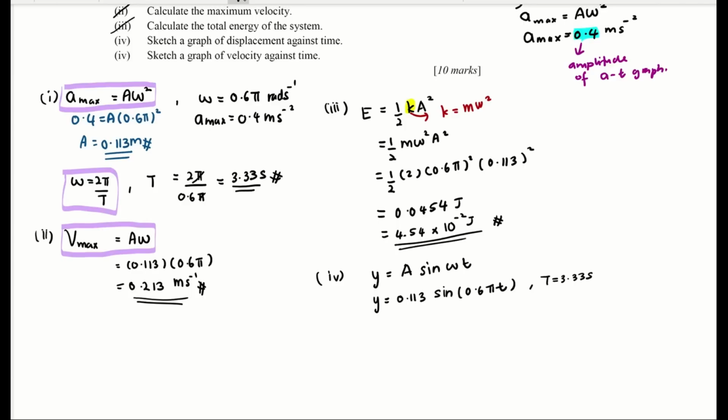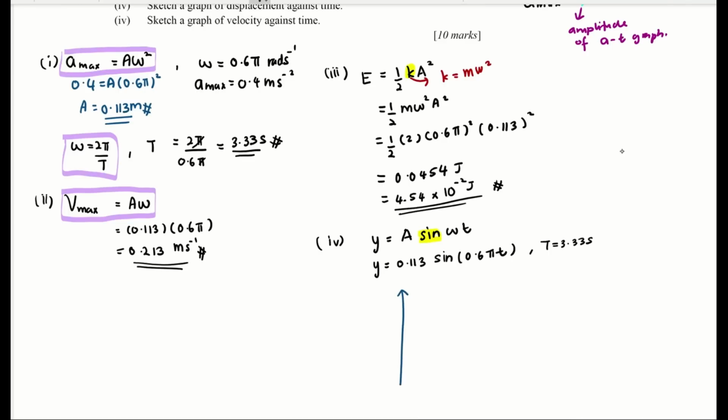So untuk graph displacement against time, dia adalah sine graph. Jadi bila kita sketch sine graph, so this is Y, in meter. And then T, make sure you lukis guna pembaris lah. Okay, so T is in second. So sine graph. So this is the graph. So the period should be 3.33. Kita labelkan lah. And this should be 1.67. And then the amplitude is 0.113. And here should be negative 0.113.